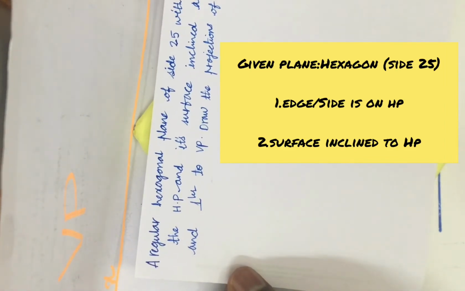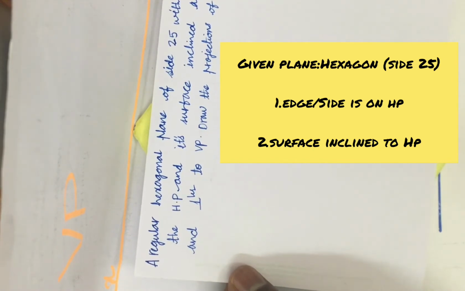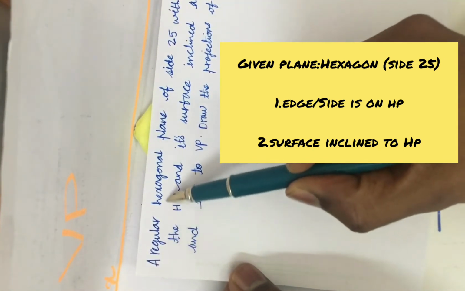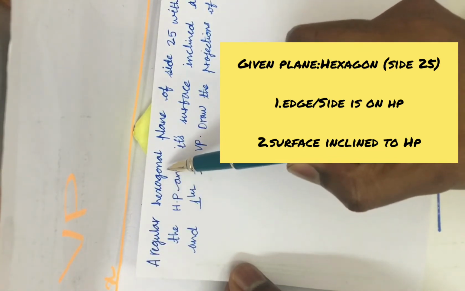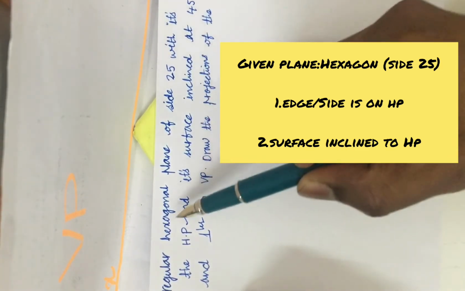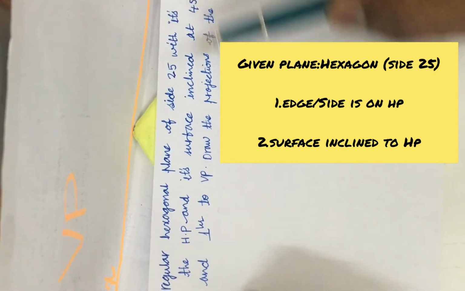Welcome back students. I have taken one more problem related to projection of planes in engineering graphics. The question is all about a regular hexagonal plane. I hope you know that a hexagon has 6 sides. The given side of the hexagonal plane is 25, with its edge on the HP.